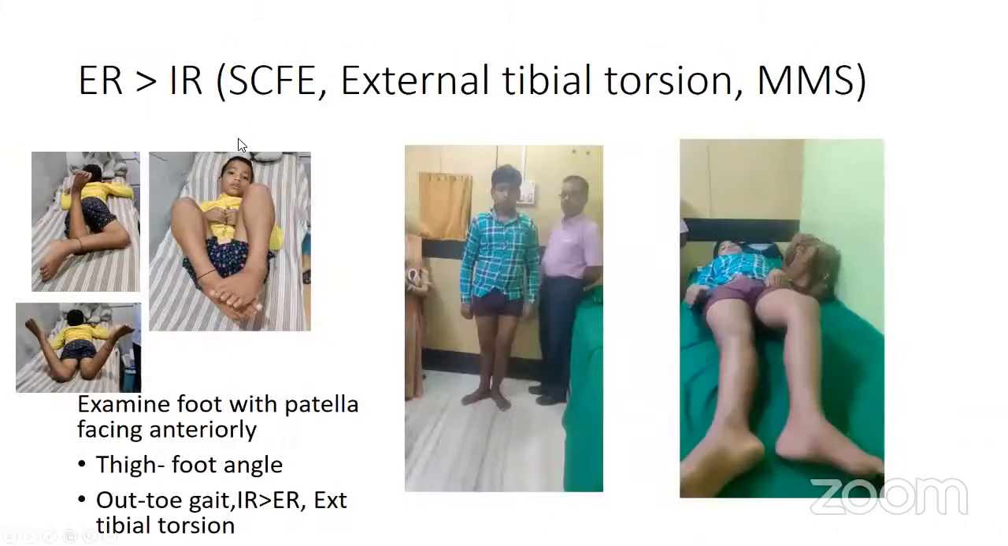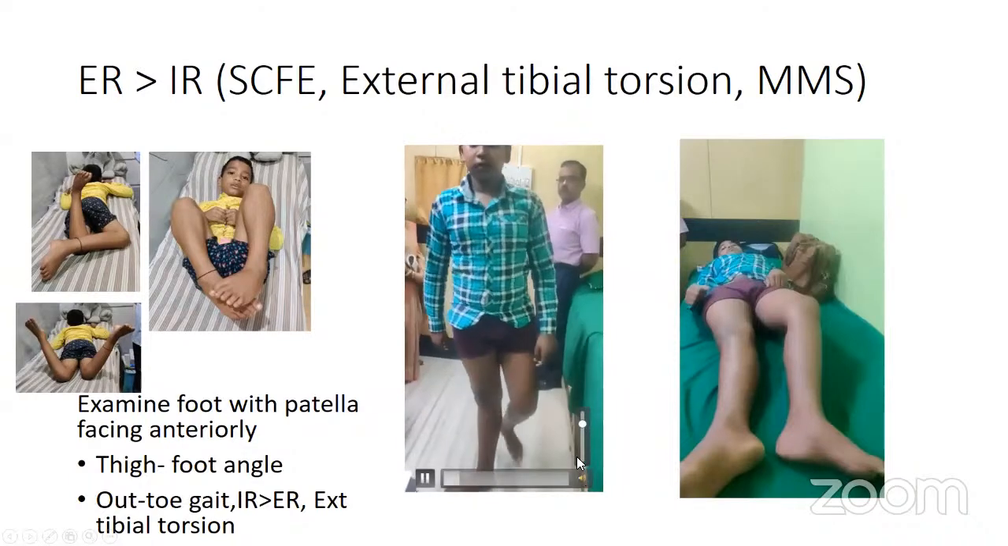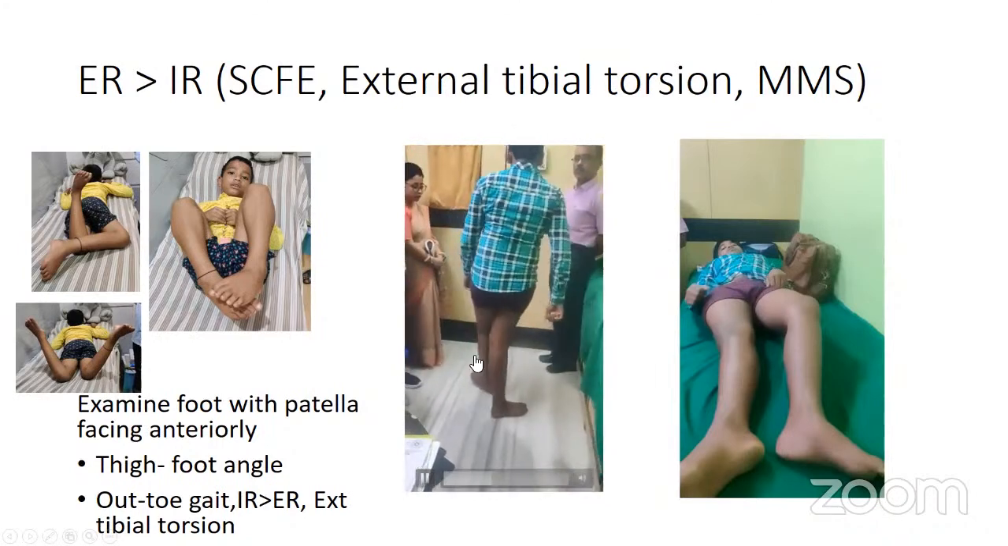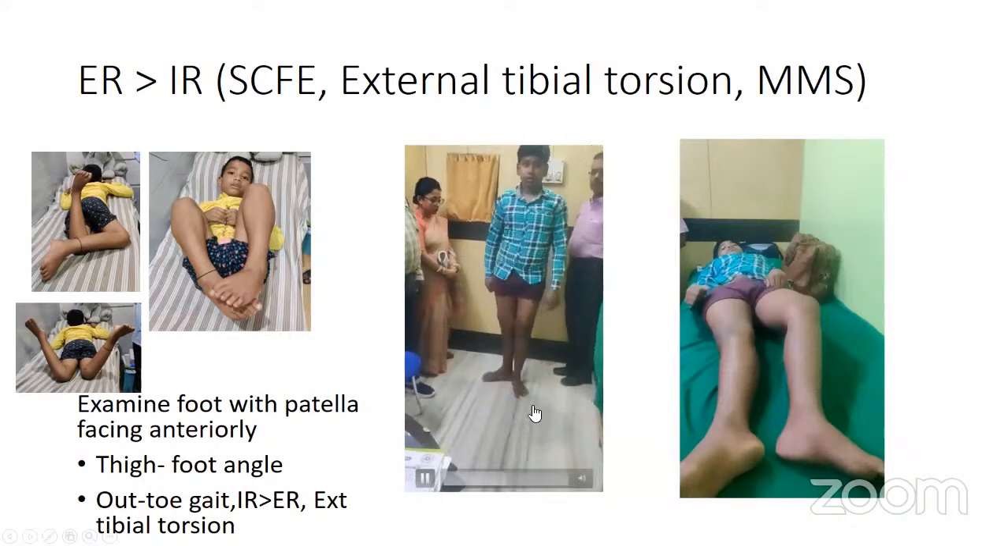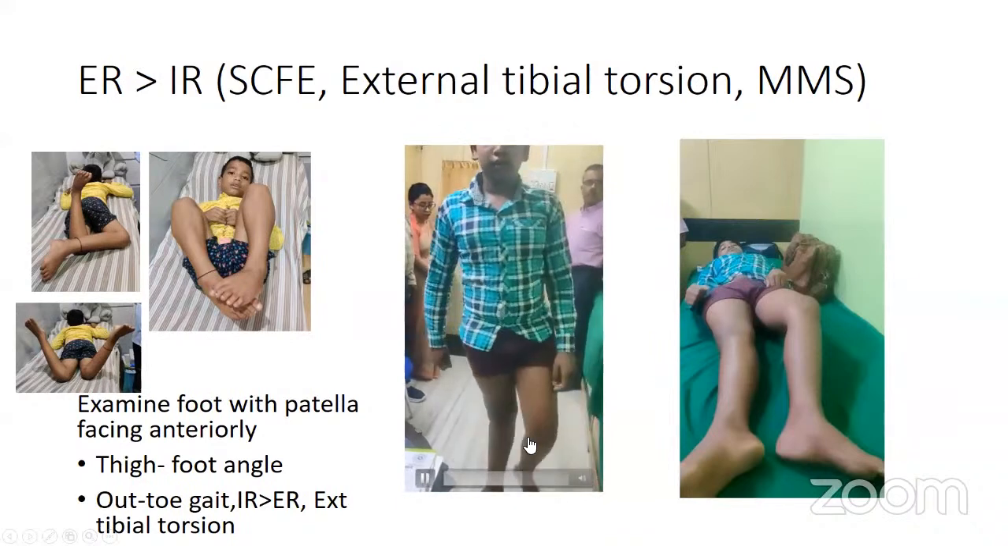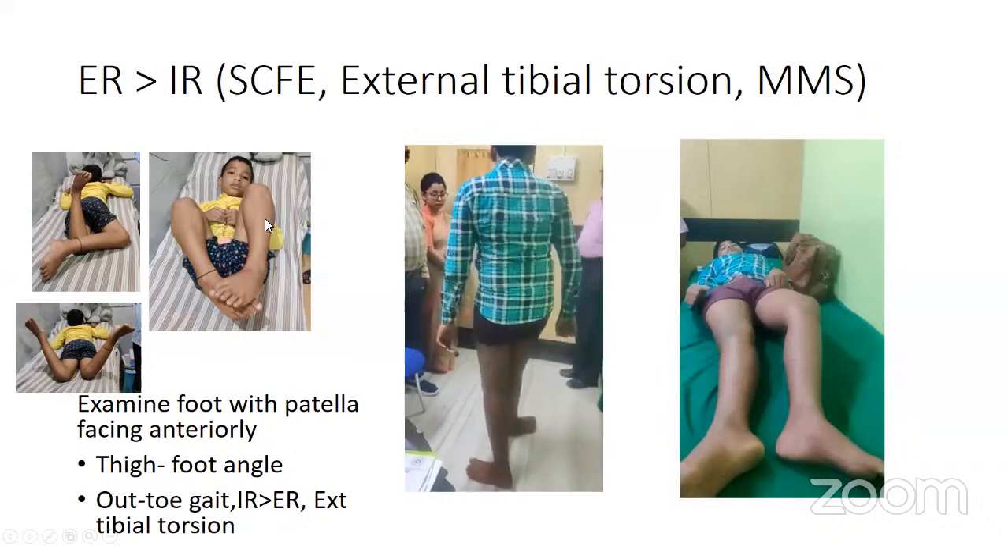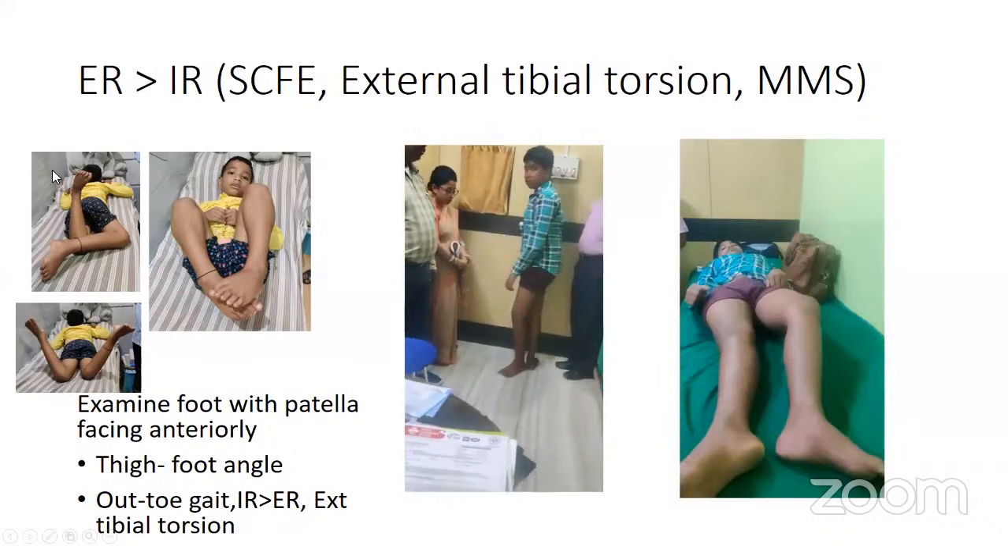Now, if the external rotation is more than the internal rotation, you can see how the child walks. See, this is a completely outgoing gait, as you can see here. So what are the differential diagnoses? You can check the hip internal rotation. As you can see here, the external rotation is extremely more than the internal rotation.